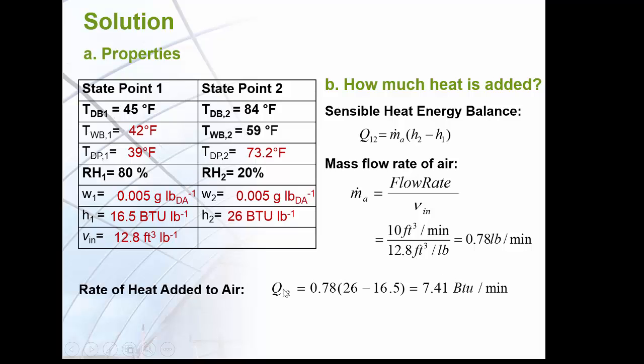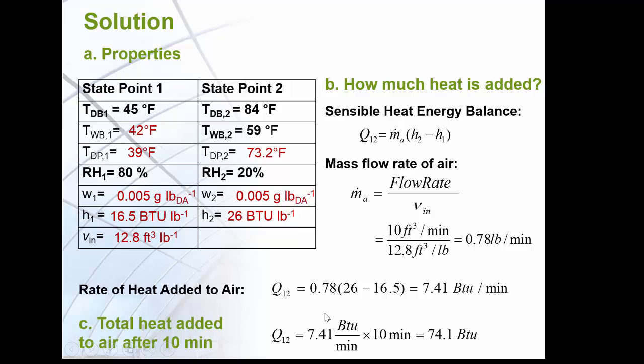So the rate of heat added to the air is then the multiplication of the mass flow rate of dry air times the specific enthalpy difference between the initial and final state. That gives us 7.41 BTUs per pound. Remember that the unit for dry air mass here is pounds per minute, times the specific enthalpy, which is BTUs per pound. So the pound terms cancel out. That leaves us BTUs per minute units for the total amount of heat added to the air.